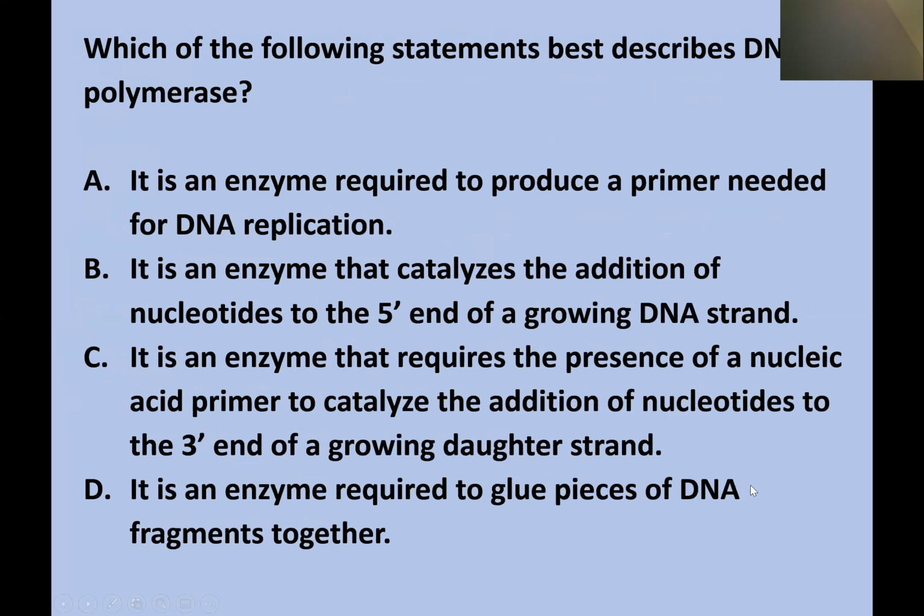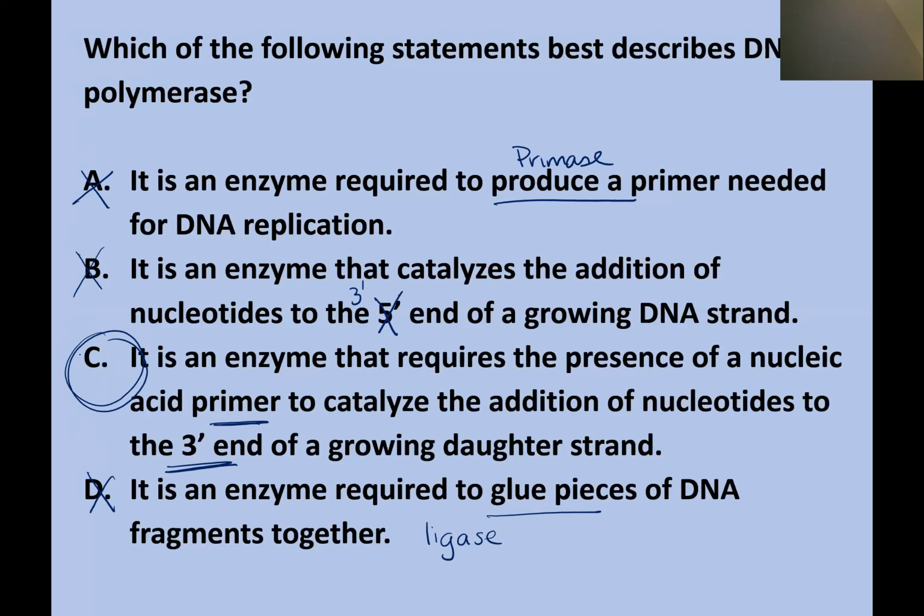Which of the following statements best describes DNA polymerase? So primase, it is an enzyme required to produce a primer. That's done by primase. So that's not DNA polymerase. It is an enzyme that catalyzes the addition of nucleotides to the 5' end. That's wrong. It's the 3' end. It's an enzyme, I'm going down to D, required to glue pieces together. That's not correct. That's ligase. An enzyme that requires the presence of a primer, yes, and adds nucleotides to the 3' end. That describes DNA polymerase.